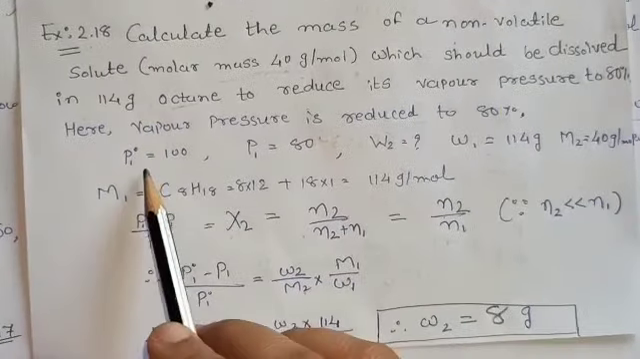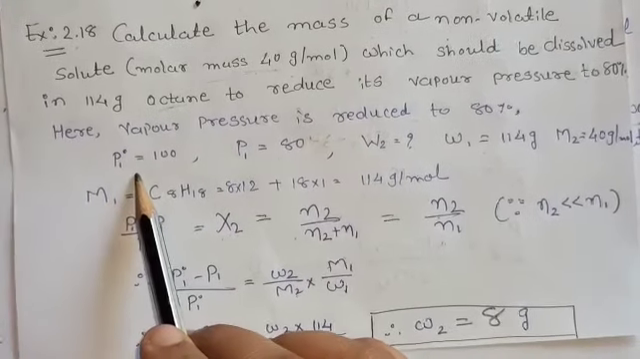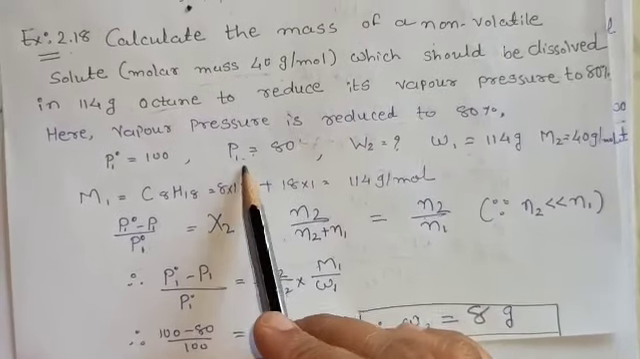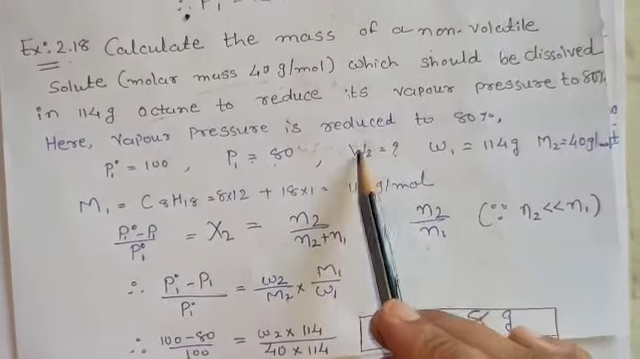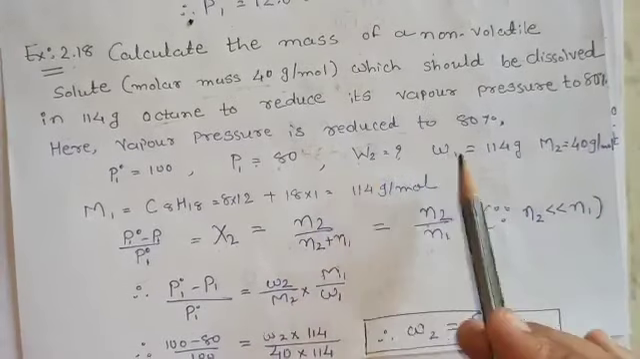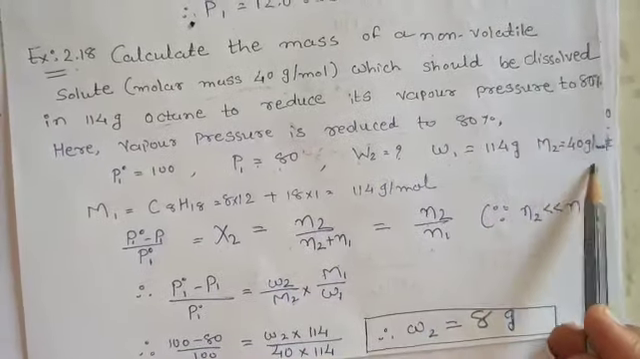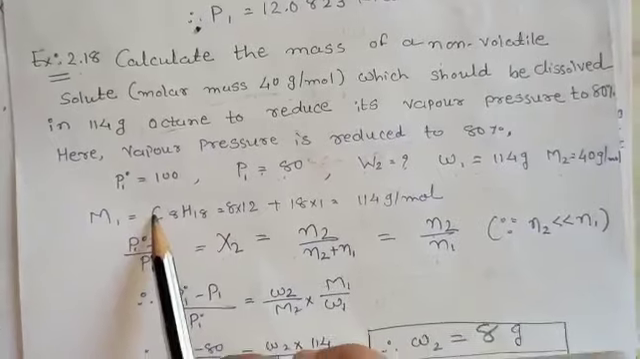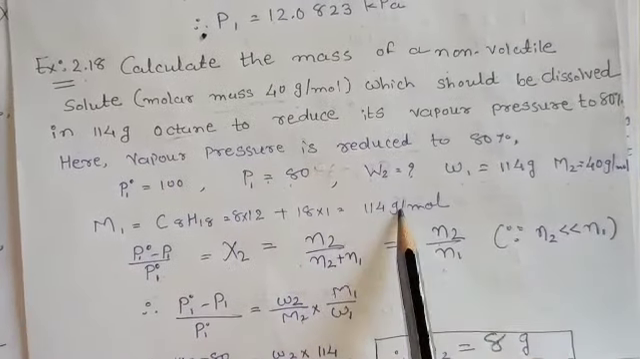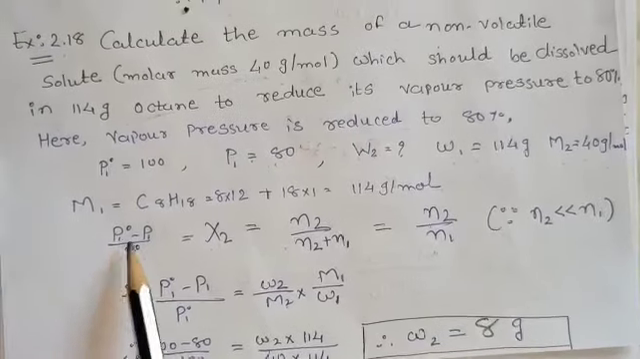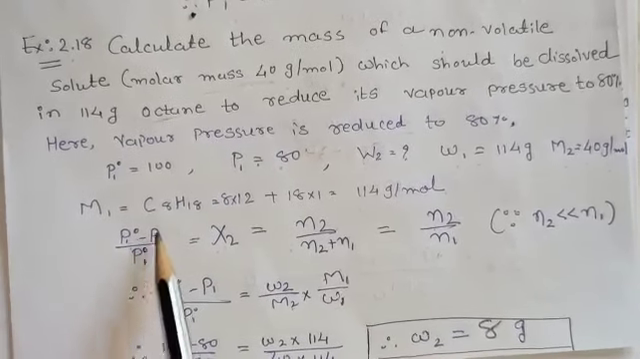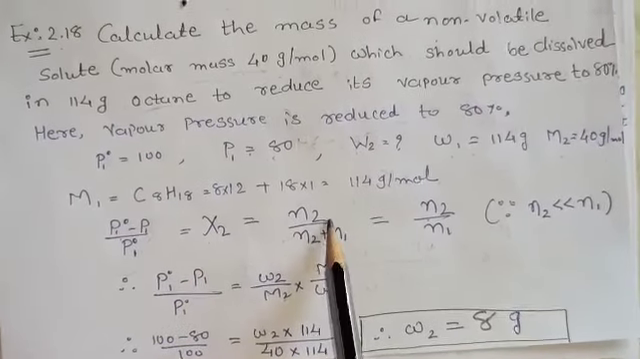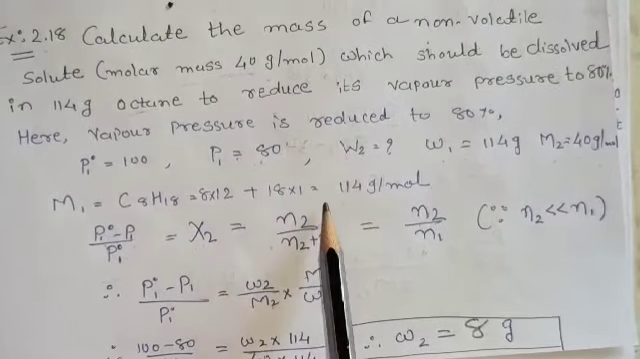So we can suppose that if the vapor pressure of the pure solvent is 100, and it decreases to 80, then P1 equals 80. We have to find out the mass of that solute, and the molar mass of solute is given as 40 gram per mole. The mass of solvent is given as 114 gram, and molar mass of solvent, octane, is 114 gram per mole. Now lowering of vapor pressure, P1 naught minus P1 divided by P1 naught, equals mole fraction of solute.